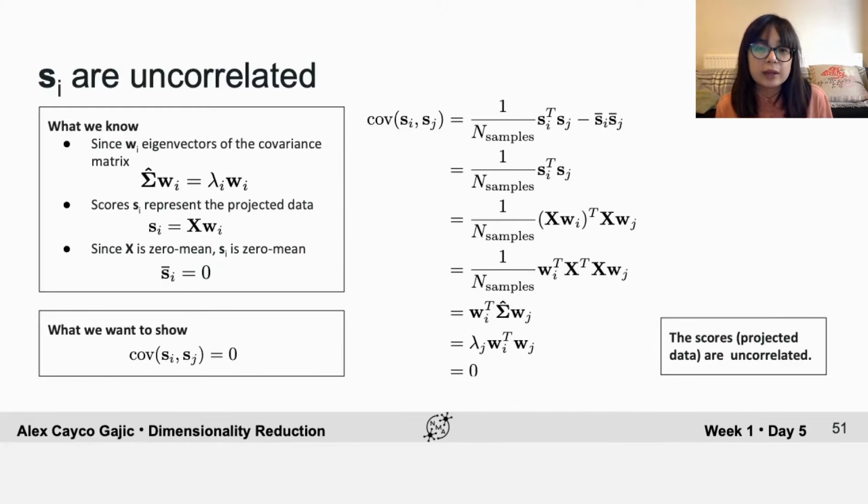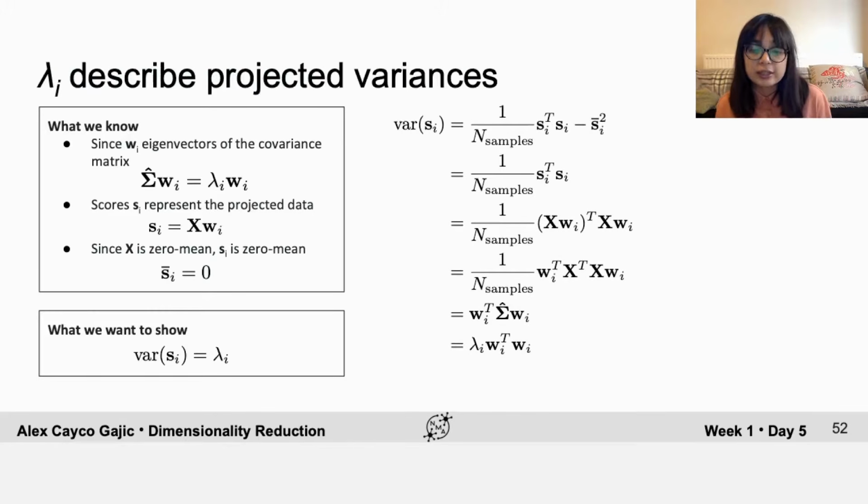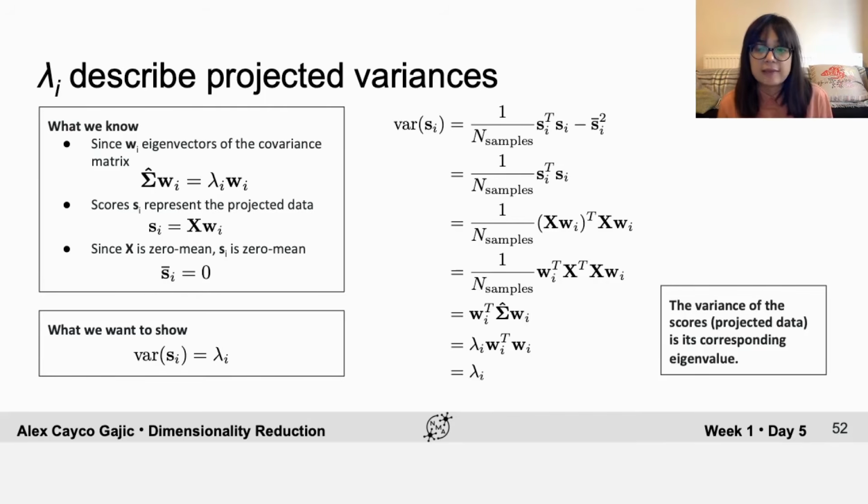Now notice if we look at the covariance of Si and Si, remember that's the variance of Si. And you can follow essentially the same exact derivation up until this last step. Just replace all the j's with an i, and you get the variance of Si is equal to lambda i times Wi dot Wi. So in this case, Wi dot Wi is equal to the norm of Wi, and since we assume that it's been normalized already, that means that the variance is equal to lambda i. So this shows that the variance of the scores, again, the variance of the projected data, is exactly equal to its corresponding eigenvalue.